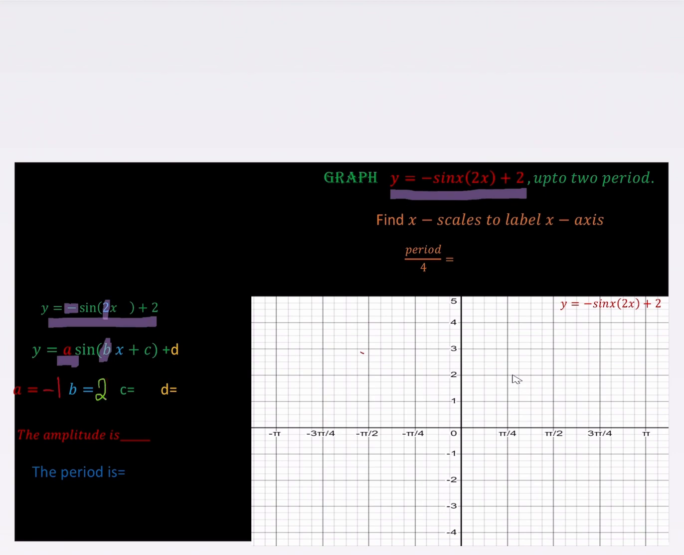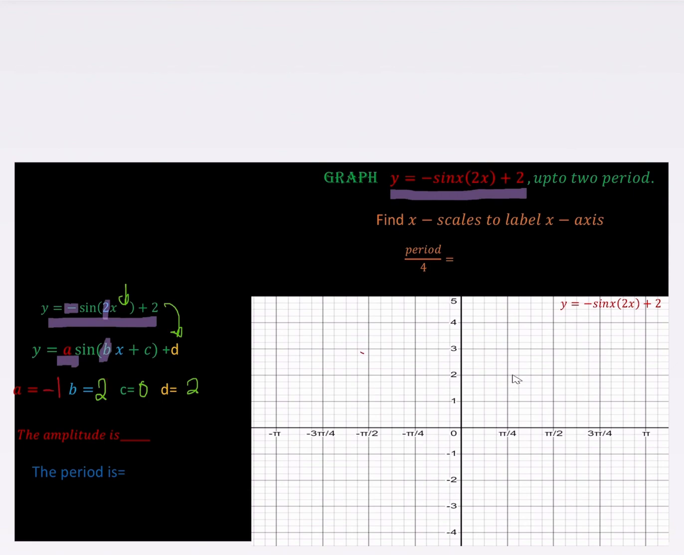And then write down your c. C is missing here. There's nothing there, so it has to be just 0. And then what is the d? D is right here outside, so d is going to be 2 also.